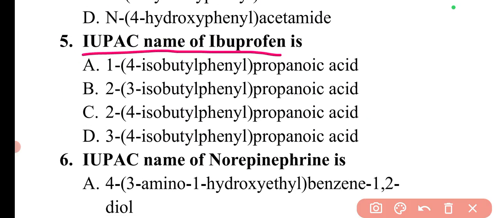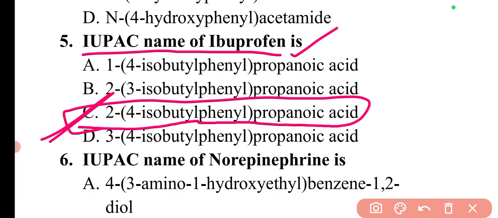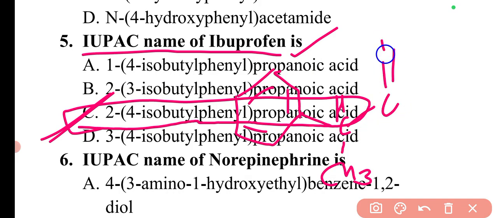So the question is, IUPAC name of ibuprofen is. The IUPAC name of ibuprofen drug is 2-(4-isobutylphenyl)propanoic acid. So here option C will be the correct answer. Once we check the structure, then you will be able to know this. First we will draw the benzene ring. In this, at this position it has a CH3 group, and this will be CH, and it will become C double bond O, OH, meaning this is the carboxylic acid group.